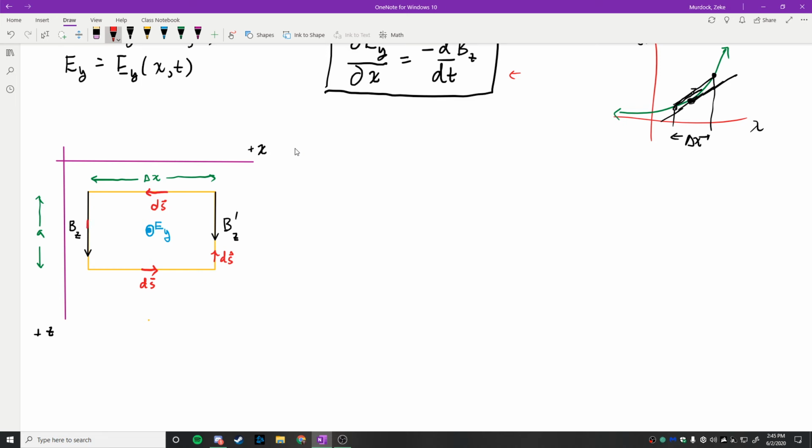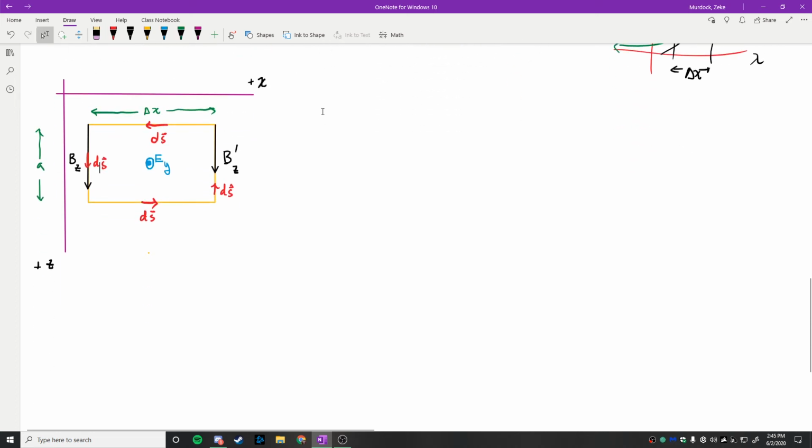And then what here? It's going down this way. That's our path direction, right? We're going around this path. And why do we need a path? Because we're going to use Ampere's law. So we start with the Ampere-Maxwell law. I'm just going to call it Ampere's law.